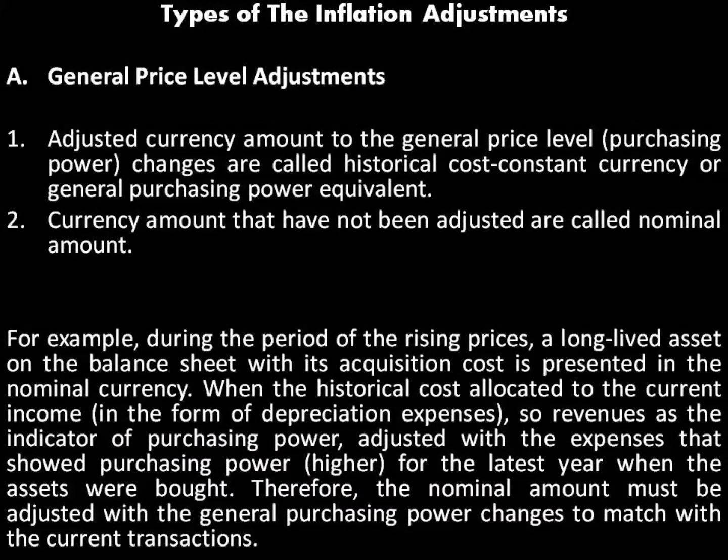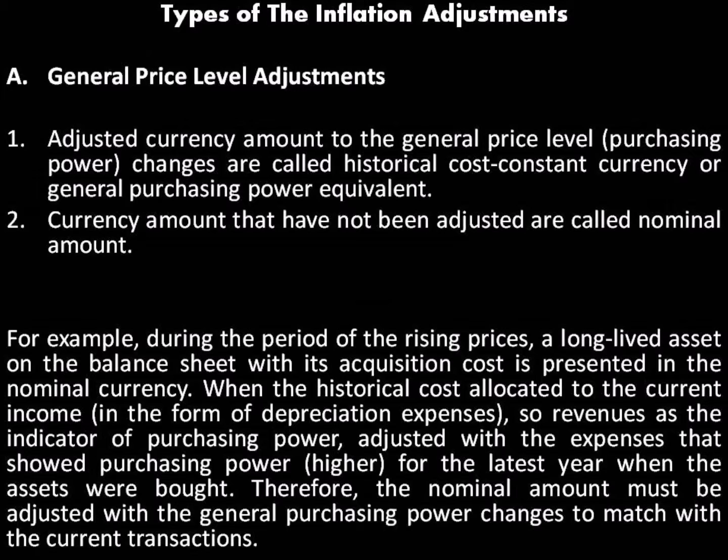Types of inflation adjustments. A. General price level adjustments. Number 1. Adjust currency amounts to the general price level or purchasing power. The changes are called historical cost constant currency or general purchasing power equivalent. Number 2. Currency amounts that haven't been adjusted are called nominal amounts.